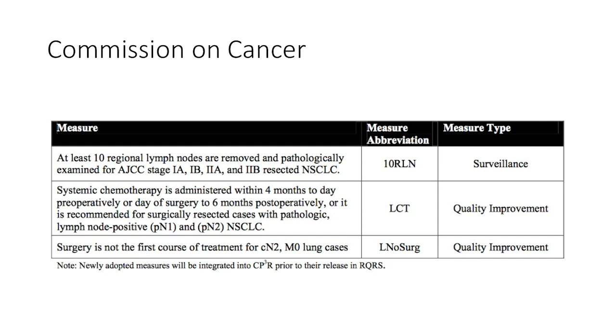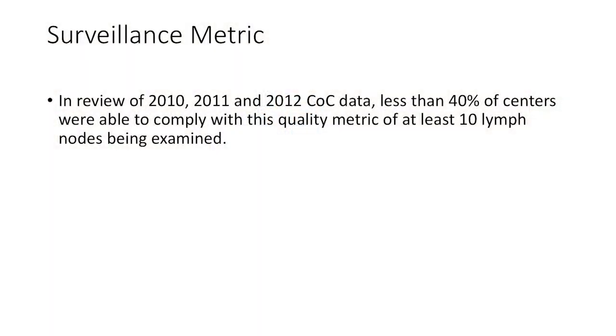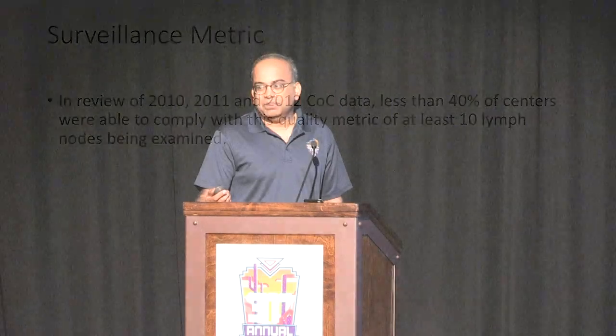But in terms of surveillance metrics, they currently look at 10 regional lymph nodes. And I know we've talked about this in this forum before, of how this may not be the best metric to define quality surgery. In fact, looking at the COC data, only 40% of centers were able to comply with this. And there are a lot of reasons for this. I think most people in the audience, we look at lymph node numbers for lung cancer more as a metric to deal with the COC, and most of us deal with lymph node stations instead.